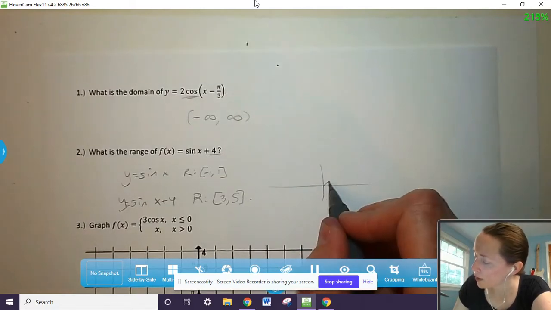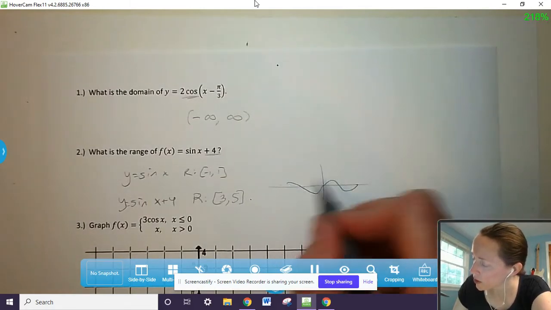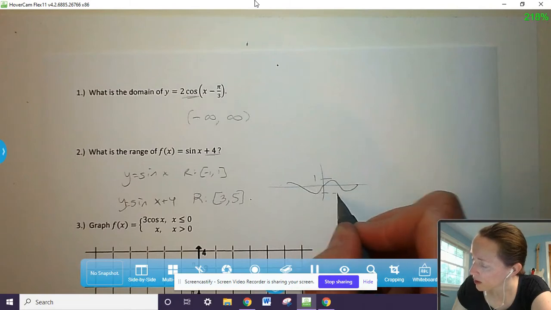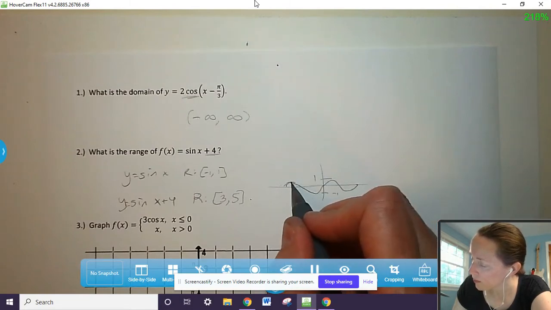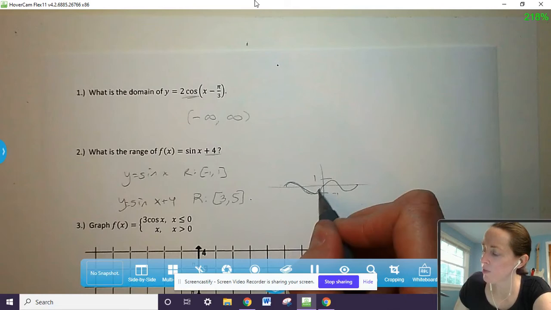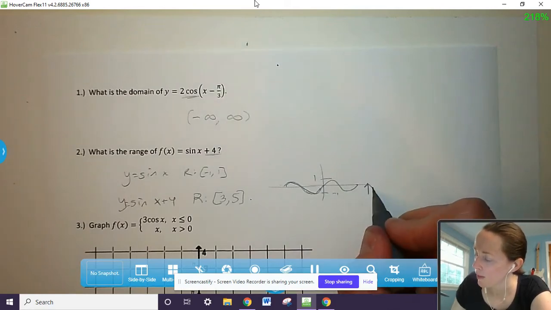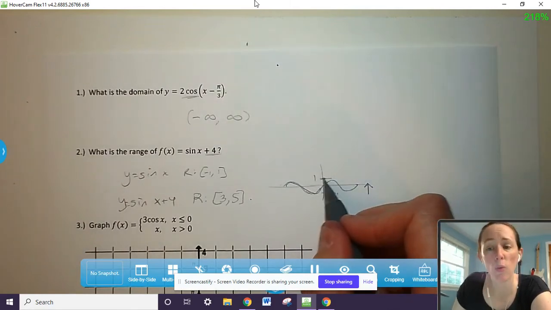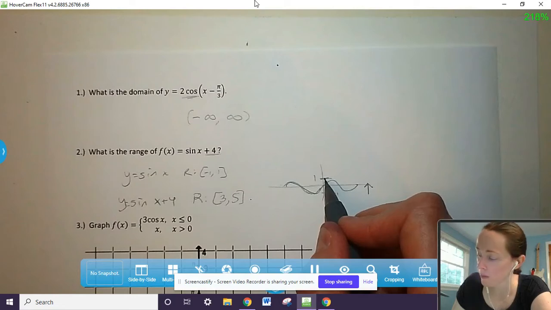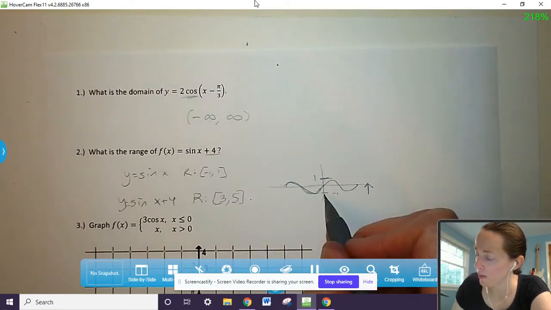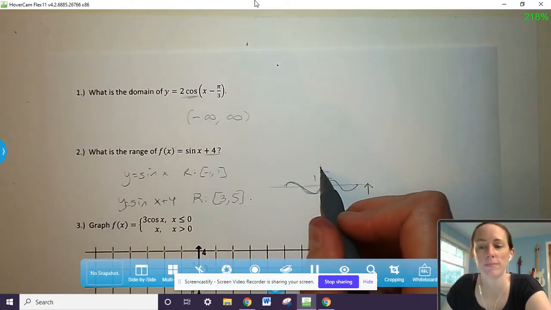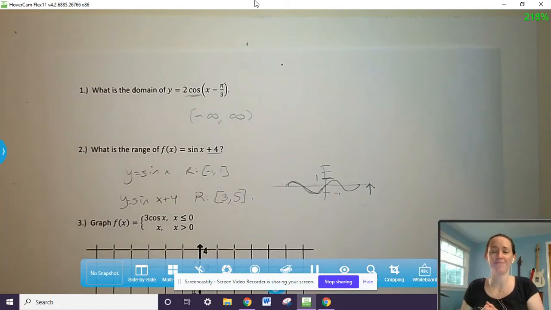I'm not going to draw the final one, but if I draw just the original, that has a range of -1 to 1. You can see that if you move the whole thing up 4, the tops, all the maxes that were at 1 are going to move up to 5, and all the mins that were at -1 are going to move up to 3 without even actually doing the graph.